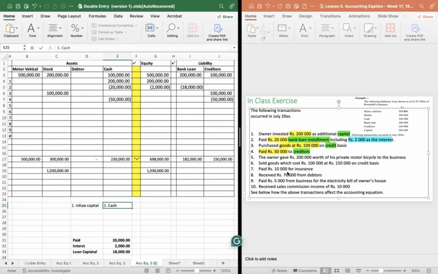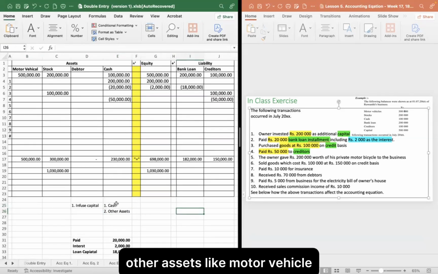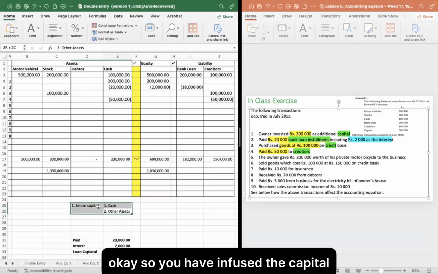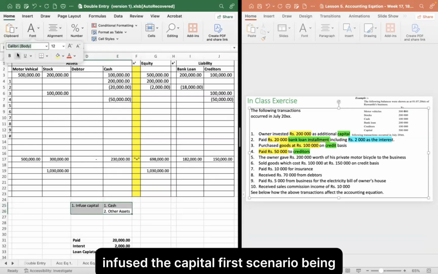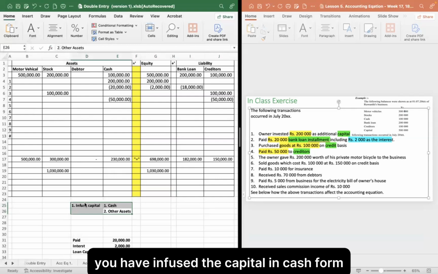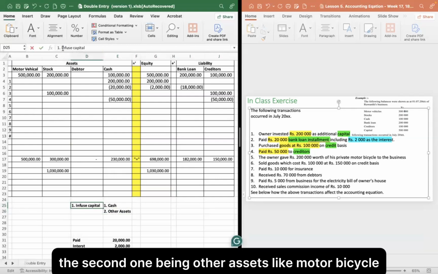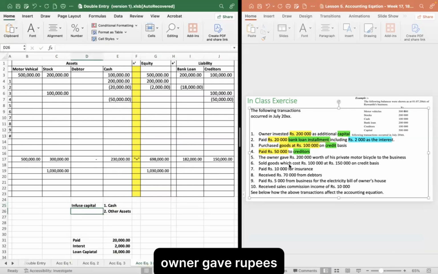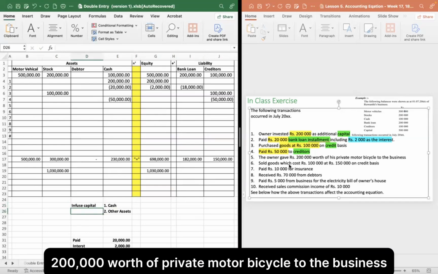See, in the first question, the owner invested rupees 200,000 as additional capital. You have invested it as cash. The second one being goods or other assets, other assets like a motor vehicle. So the first scenario is you have infused the capital in cash form. The second is other assets like a motor bicycle. So here the owner gave rupees 200,000 worth of private motor bicycle to the business.